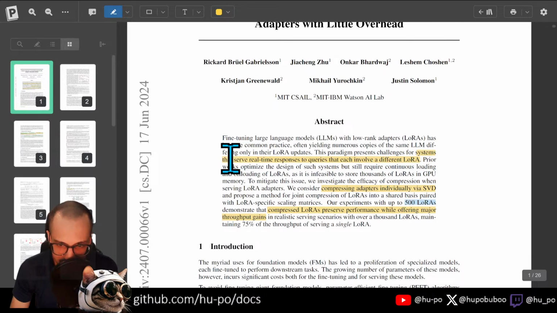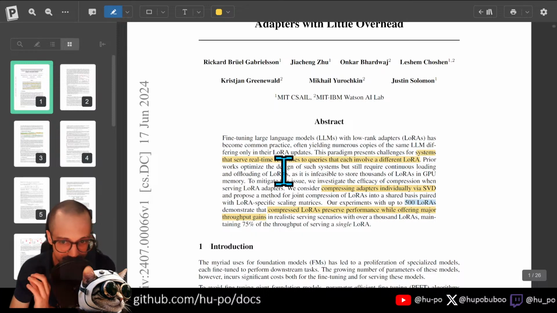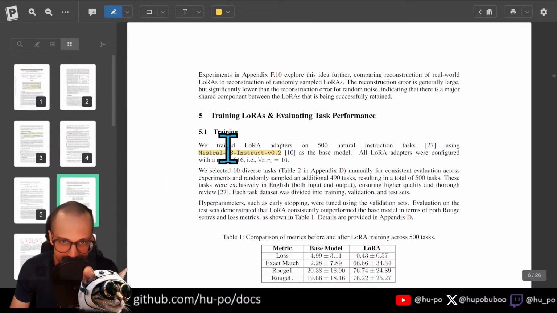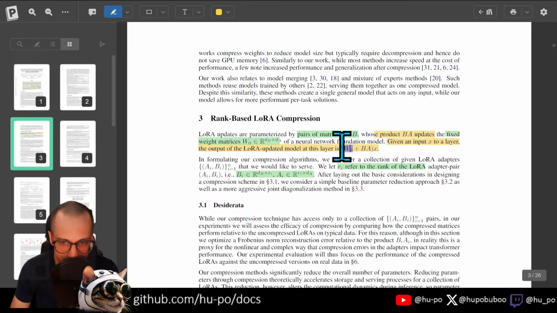So systems that serve real-time responses to queries, such as some kind of server that's running some product that thousands of people are using, and they're typing something into their phone. They're like, I want to use the French poetry one, and then they send that request, and they only have one server that needs to serve thousands of these little LoRa's. And the reason you can serve thousands of the little LoRa's is because really most of the model is the same, right? Most of the model is this W0 here, which is staying the same from time to time.